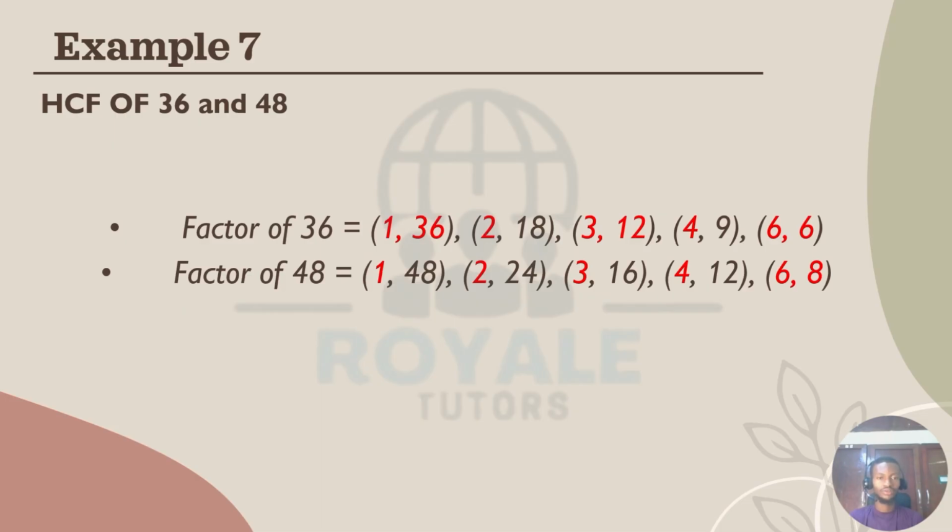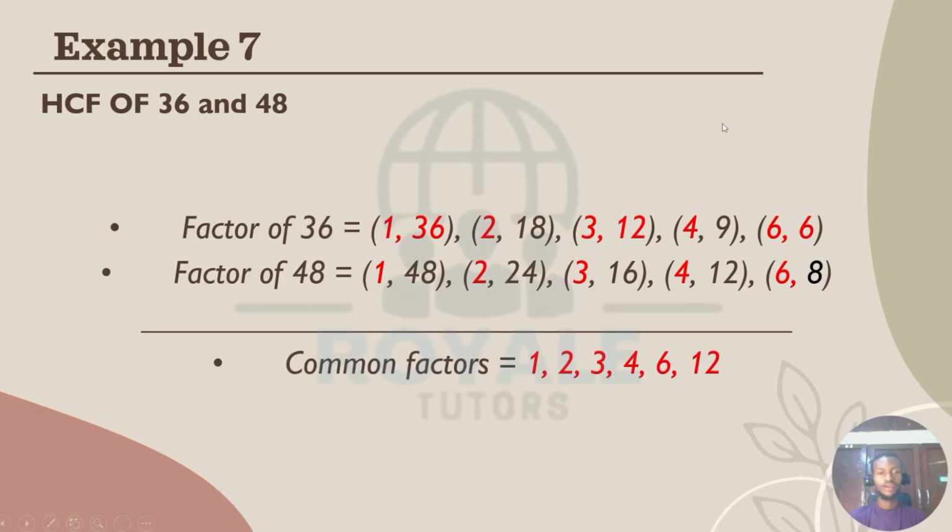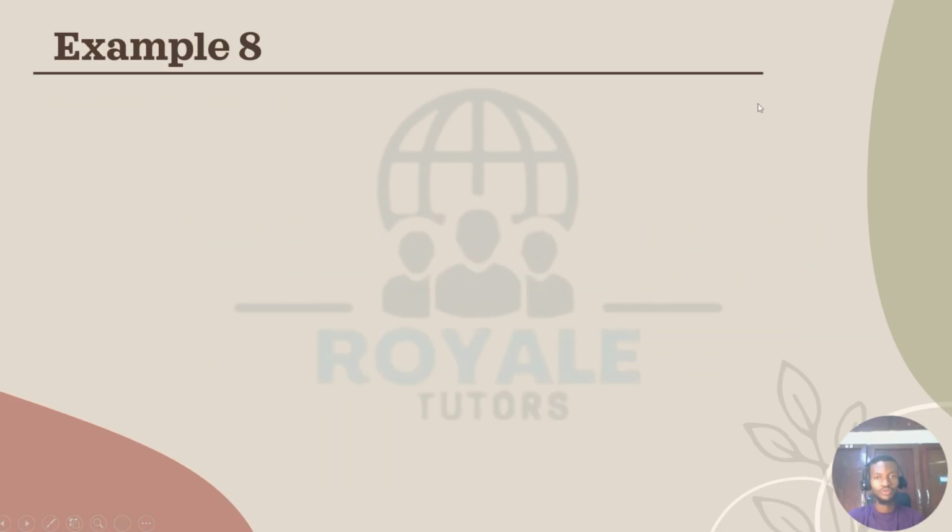Now, let's look at what they have in common. We can see that the common factors are 1, 2, 3, 4, 6, and 12. That is, 1 is common to both of them, 2 is common to both of them, 3 is common, 4, 6, and 12. And the highest common factor, that is the biggest, is 12.